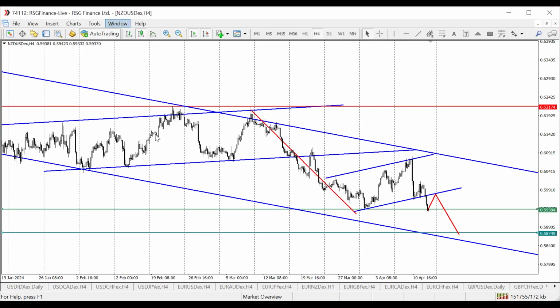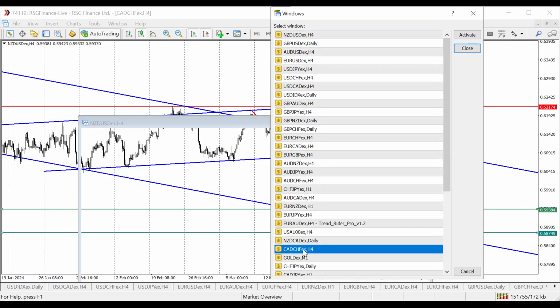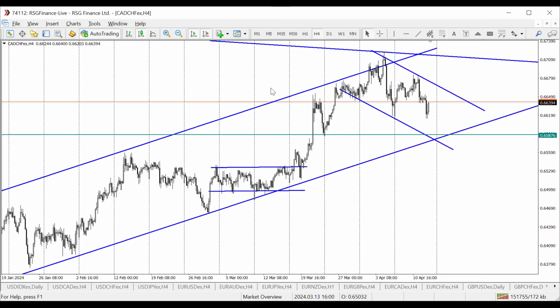CAD Swiss franc. Let's look for it here. CAD Swiss franc. Okay, there you are. So CAD Swiss franc, Canadian dollar weak, Swiss franc looking like it's going to gain some strength. So for this pair, I'm looking for a further sell-off, at least to the last low, which corresponds to the lower boundary of this channel.